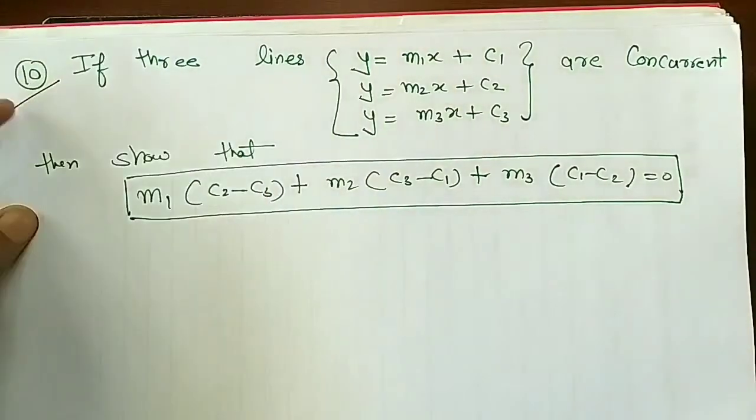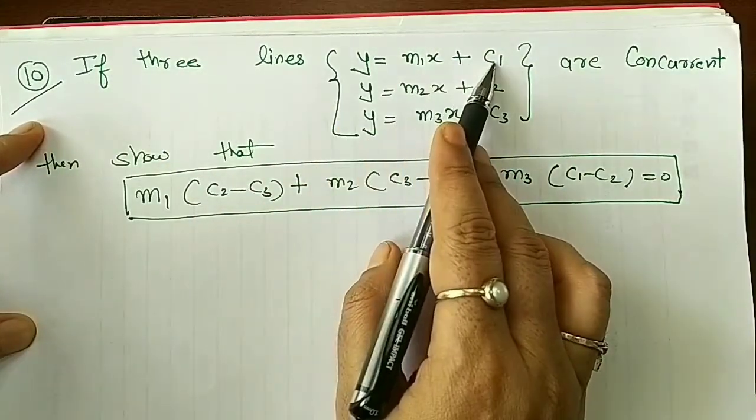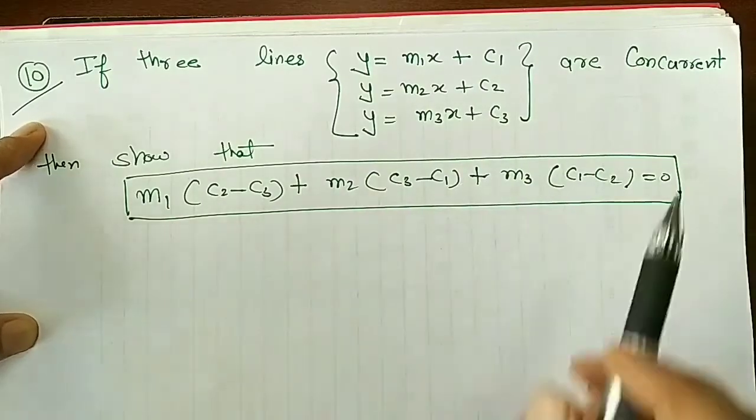This is question number 10 from miscellaneous. They're saying if these three lines y is equal to m1x plus c1, y is equal to m2x plus c2, and y is equal to m3x plus c3 are concurrent.